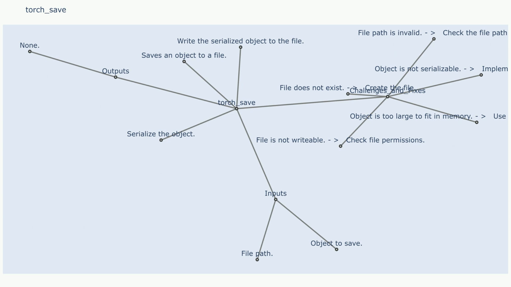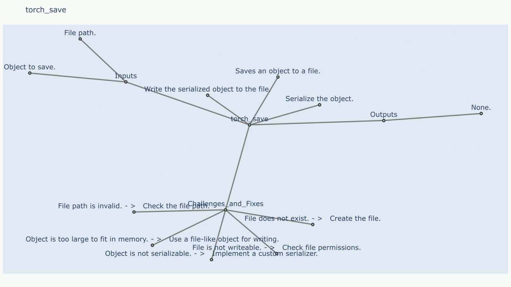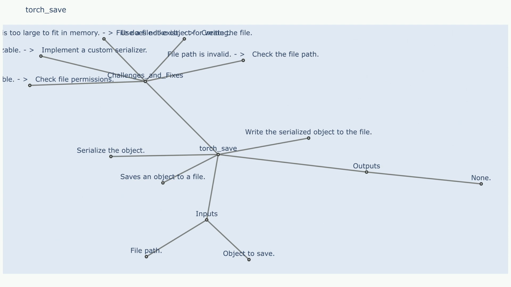Saved model file. A file containing the model state dictionary, parameters, architecture definition, and potentially other information, depending on the saving method used. Steps. The torch.save function first serializes the model state dictionary, which holds the learned parameters, weights and biases of the model. It then writes the serialized data to the specified file path, creating the model file.